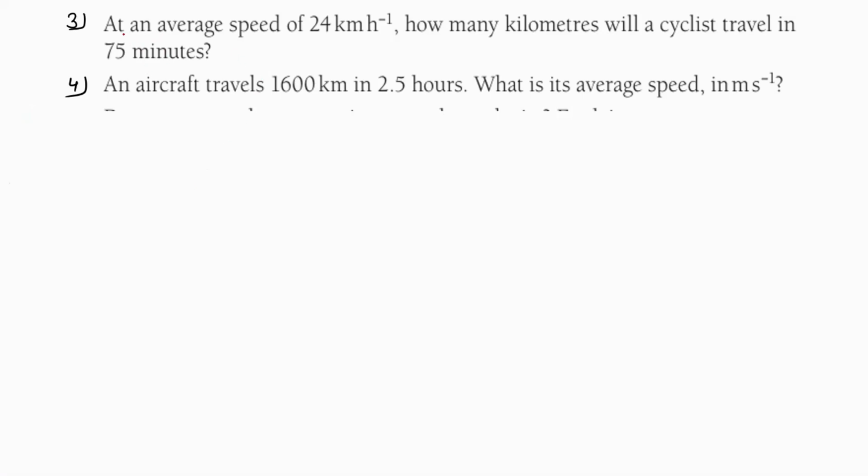Now question number three says: at an average speed of 24 kilometer per hour, how many kilometers will a cyclist travel in 75 minutes? So what we have to find, how many kilometers, means we need to find the distance covered by the cyclist. They give us the speed, which is 24 kilometer per hour, and the time travelled, which is 75 minutes. Do it yourself, then see the solution.